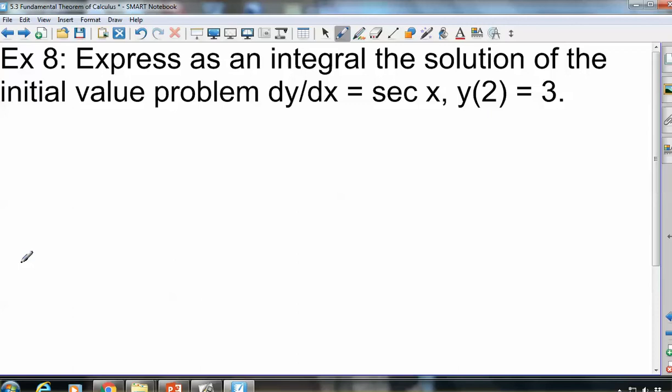So express as an integral the solution to the initial value problem dy/dx equals secant x, y of 2 equals 3. So this one is different. I know this right here is telling me that the derivative is equal to secant of x. It's asking me to write an integral.